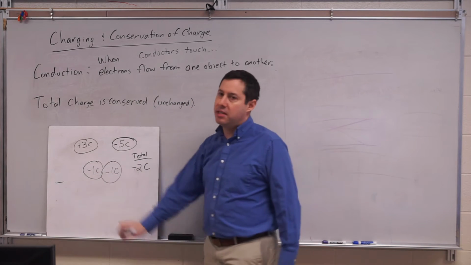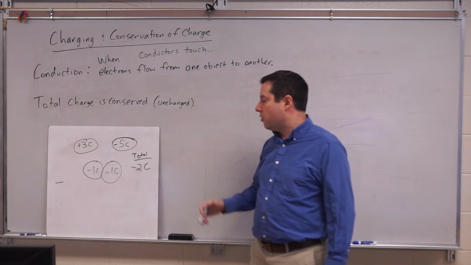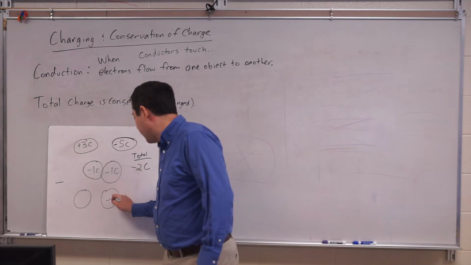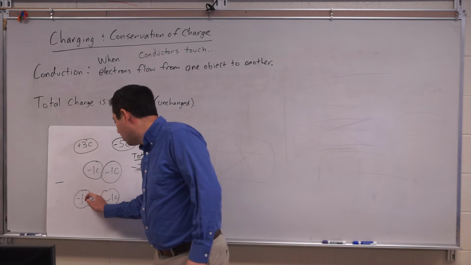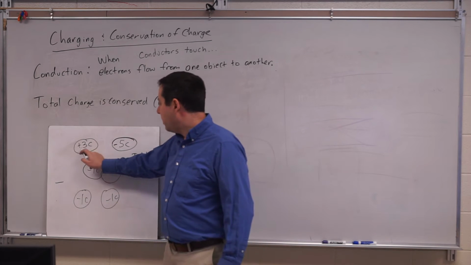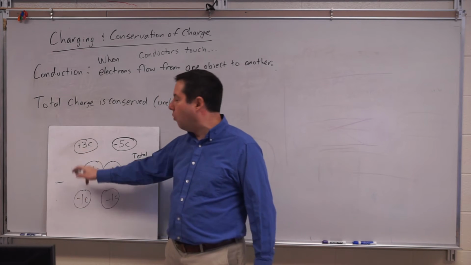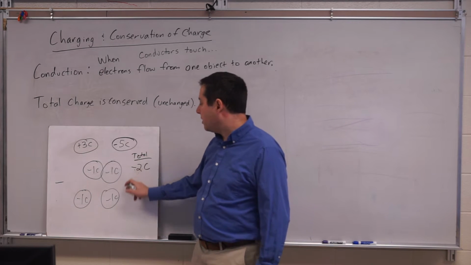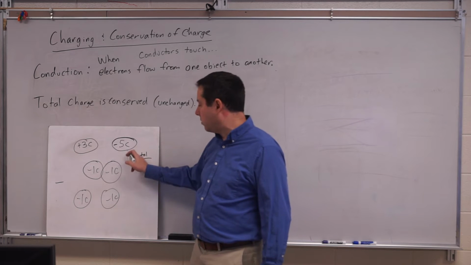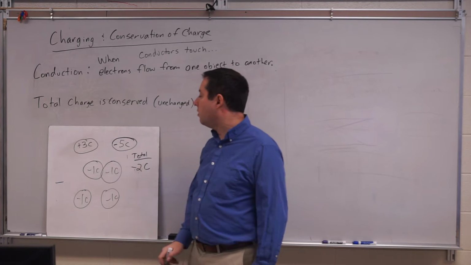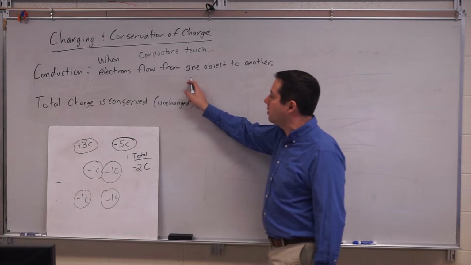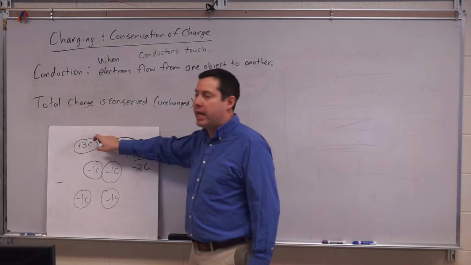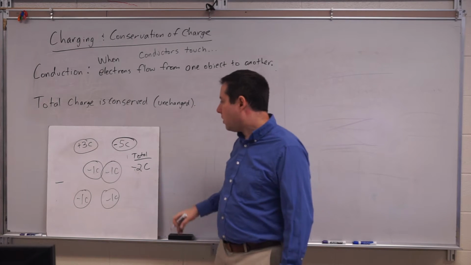And once you've done this, it's more or less an irreversible process. So after you separate them, they still have a charge of negative 1 coulomb, negative 1 coulomb. This one went from plus 3 to minus 1, so it gained a whole bunch of electrons, gained a lot of negative charge. This one has gained positive charge, so it lost a bunch of electrons. Electrons went from here to there. So generally speaking, when we say electrons flow from one object to another, they flow from the more negative to the less negative object.